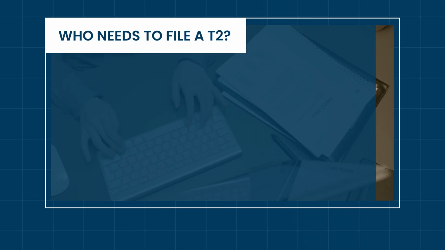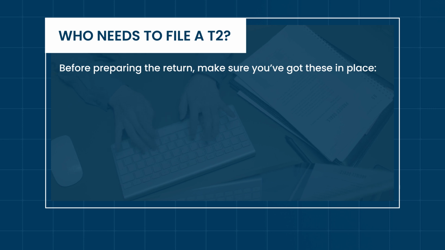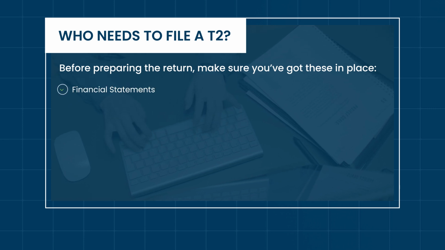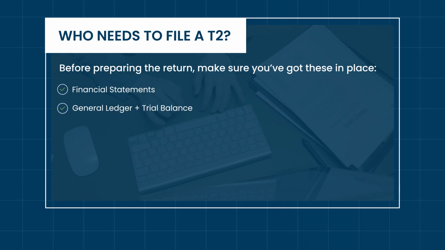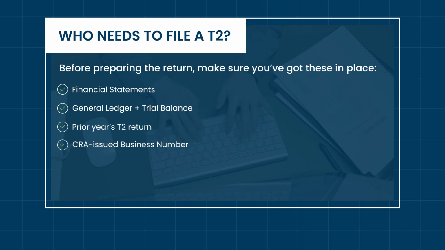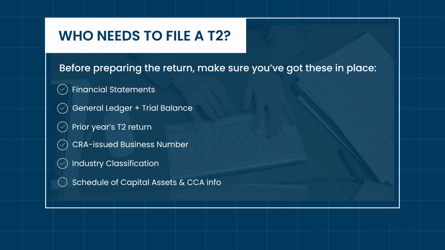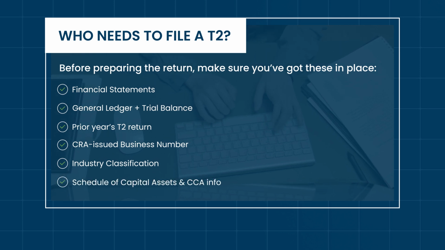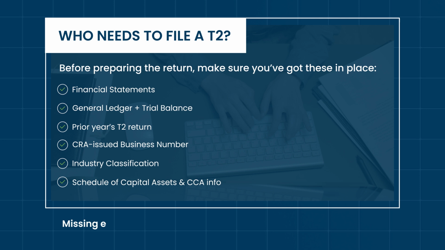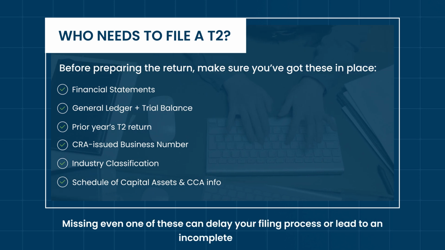Who needs to file a T2? Before preparing the return, make sure you've got these in place: financial statements, general ledger, plus trial balance, prior year's T2 return, CRA-issued business number, industry classification, schedule of capital assets, and CCA information. Missing even one of these can delay your filing process or lead to an incomplete return.